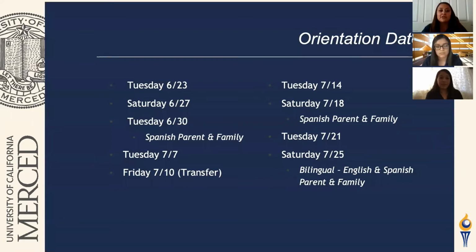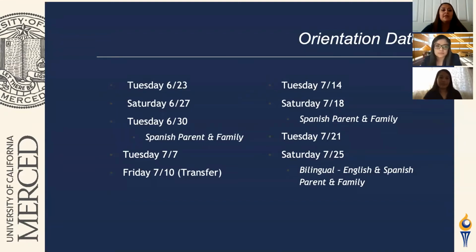If you are a transfer student that cannot attend orientation on the 10th, there will be an alternative date that you can register to attend, taking place on July 21st. Our bilingual orientation will be held on July 25th. This means that we will have presentations for parents and guests presented in both Spanish and English. Please ensure that you make the appropriate selection if you choose to attend that date, based on whether your parents or guests wish to hear the presentations in Spanish or English.